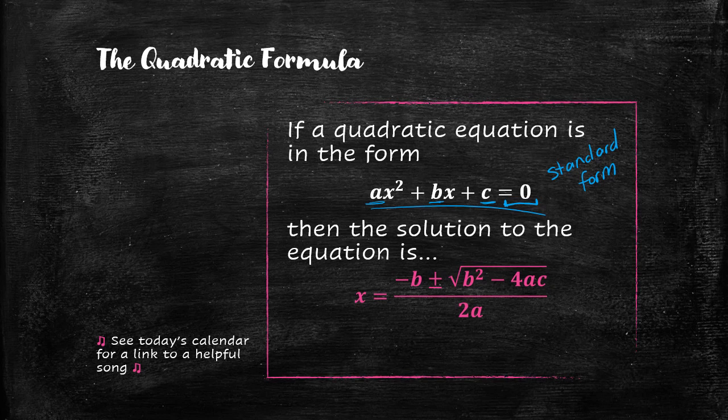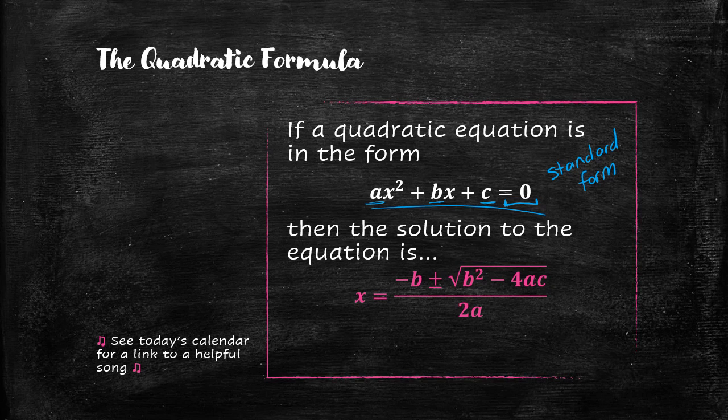x, being our solution, is equal to the opposite of b, or negative b, plus or minus. So this is how we end up with multiple solutions, because we've got a plus or minus here. The square root of b squared minus 4 times a times c, all over 2a. So that is our quadratic formula.